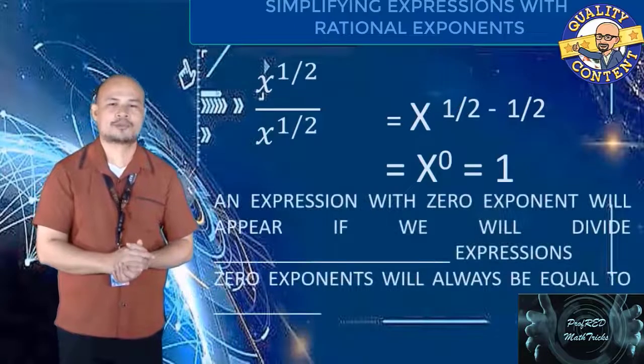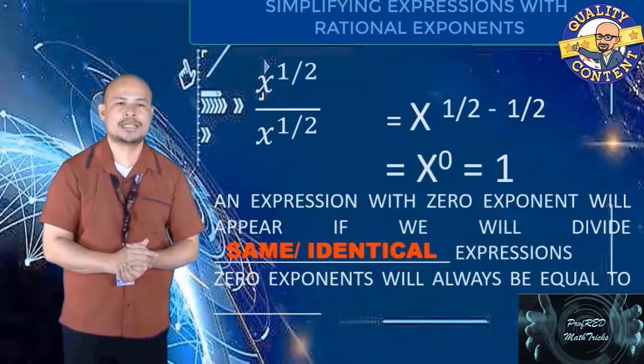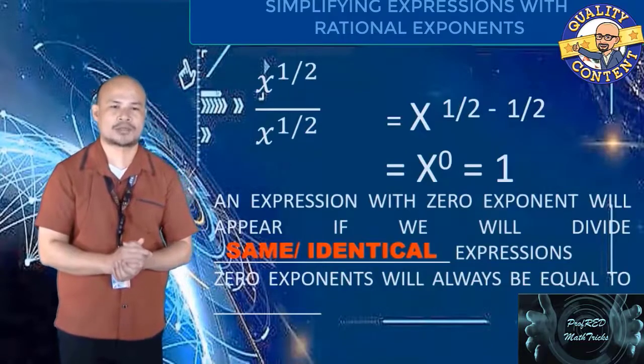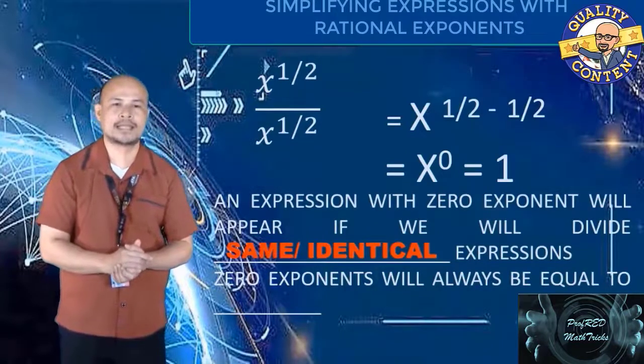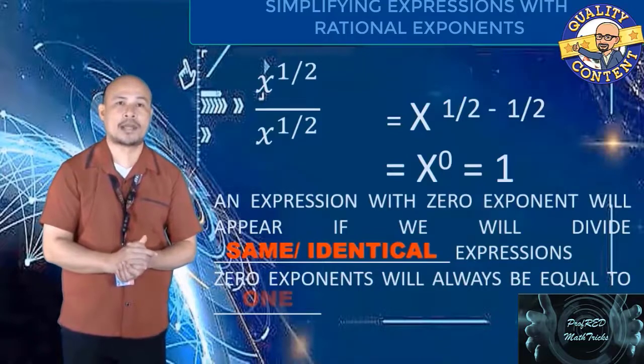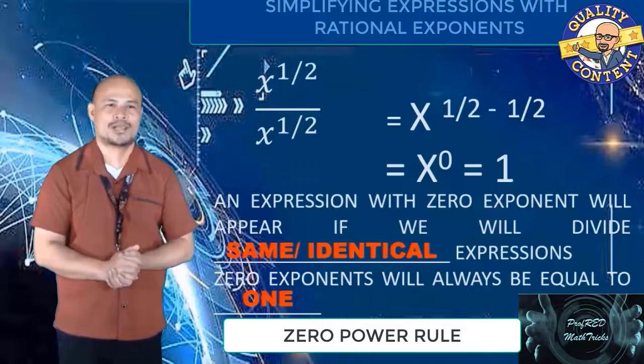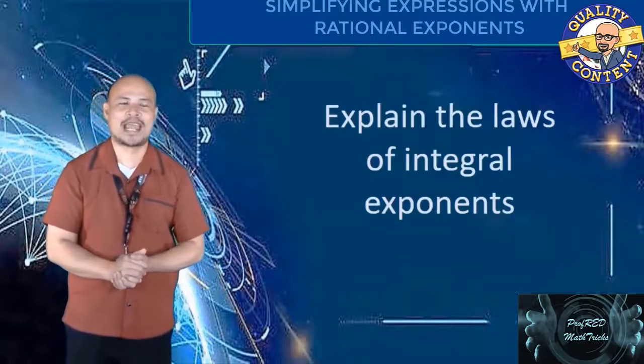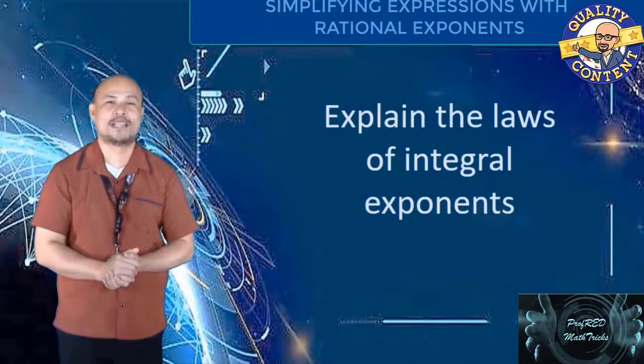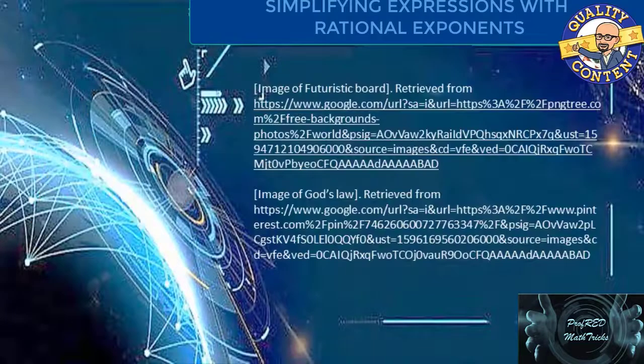An expression with 0 exponent will appear if we will divide the same or identical expressions. 0 exponents will always be equal to 1. This is called the zero power rule. To sum up what we had today, we were able to explain the laws of integral exponents.